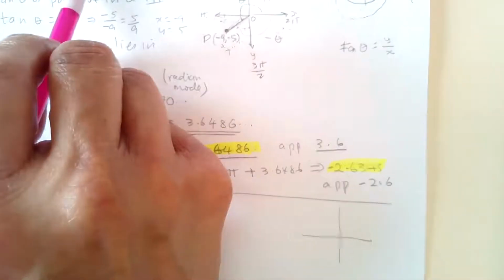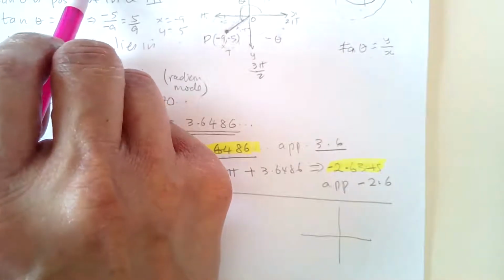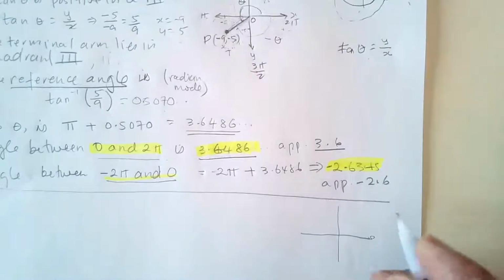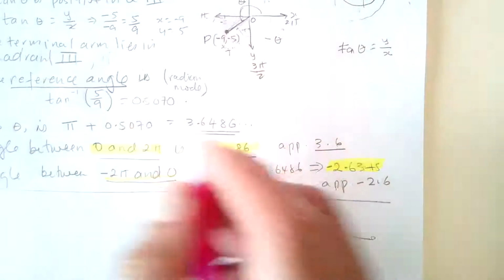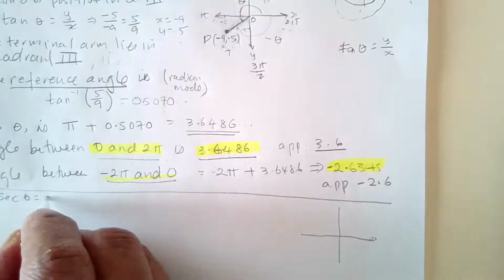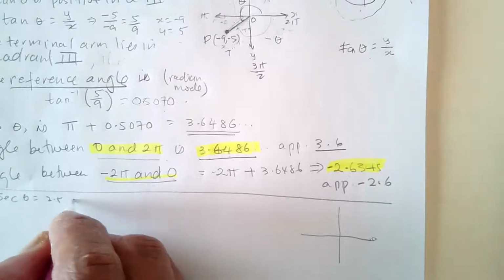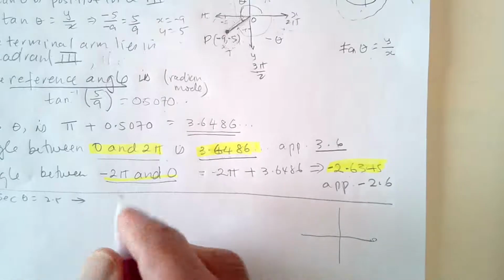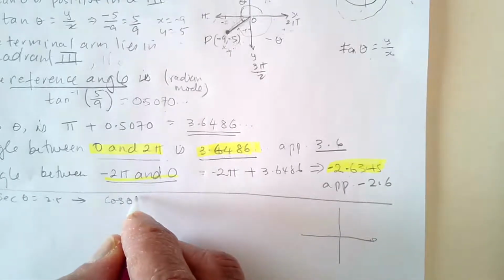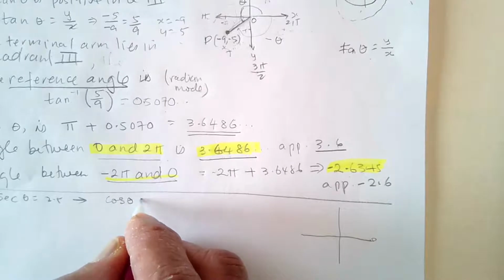Now look at this. We have secant theta is 2.5. If we look at our graph, we know secant is the reciprocal of cosine. We can write that here: secant theta is 2.5, and its reciprocal is cos theta, right?